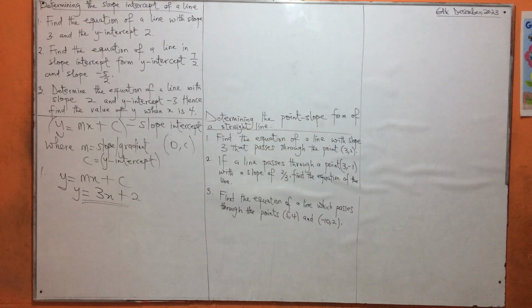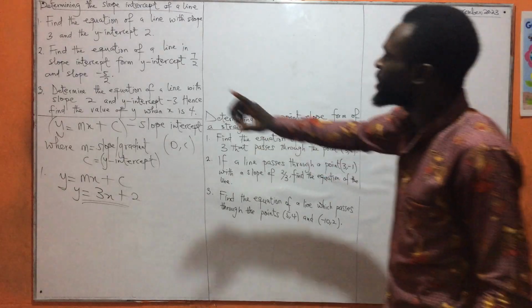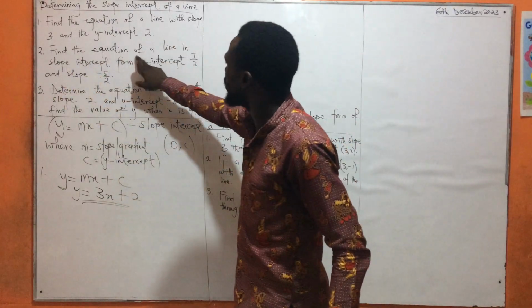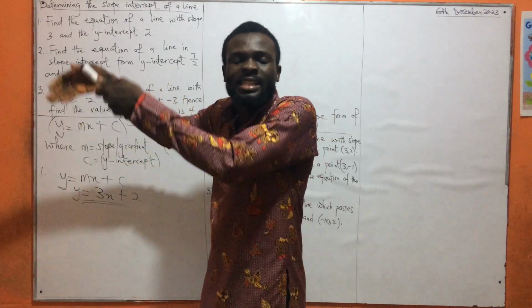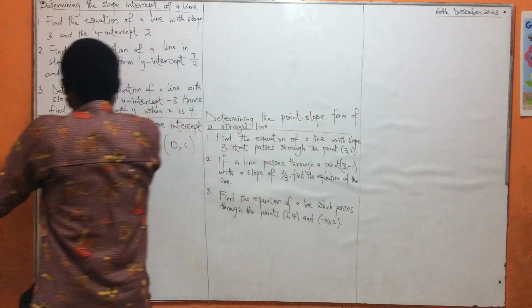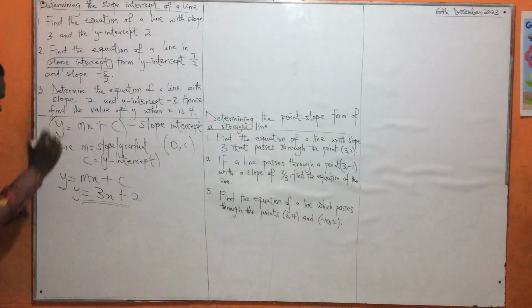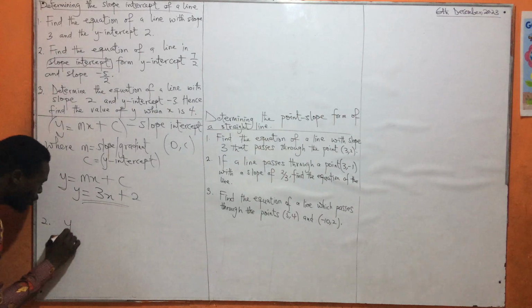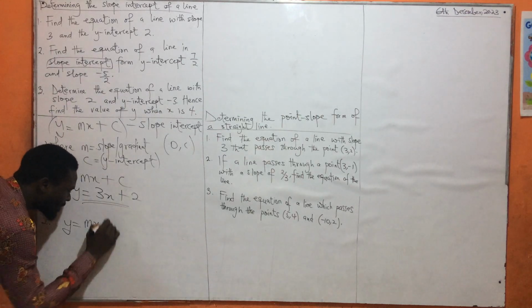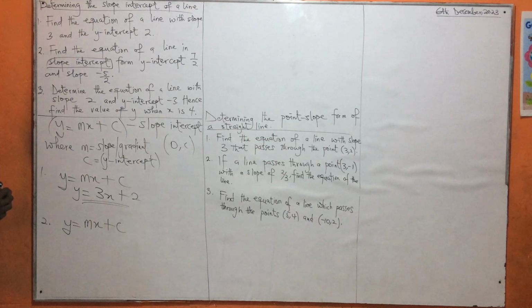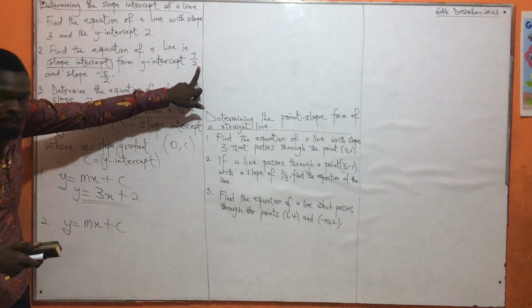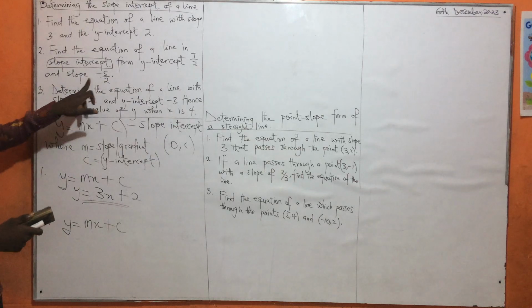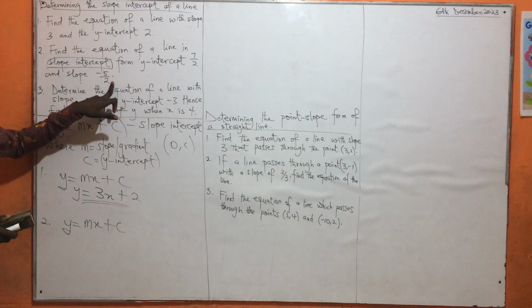Let's look at that question very carefully. It says, find the equation of a line in slope-intercept form. The slope-intercept form means I want to write it in the form y = mx + c. Here you have been given your y-intercept, 7 over 2, and your slope as negative 5 over 2.